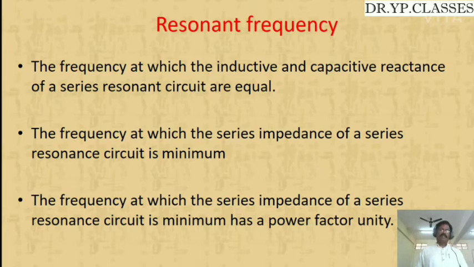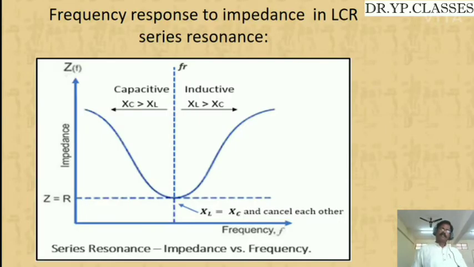Or you can define it as the frequency at which the series impedance of the resonant circuit is minimum. So the frequency at which the impedance is minimum is called the resonant frequency. Or you can define resonant frequency as the frequency at which the series impedance is minimum and has a power factor unity. So when the power factor is unity, that particular frequency is what is called the resonant frequency. In this way we can define the resonant frequency.